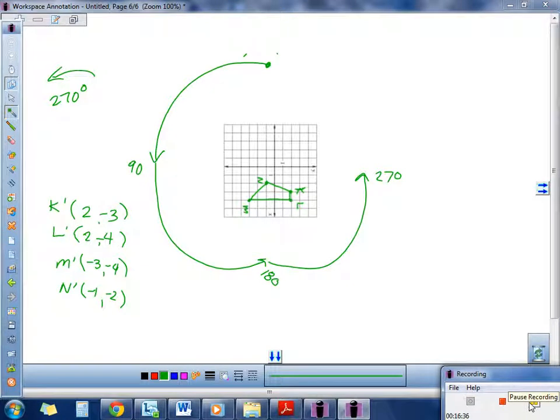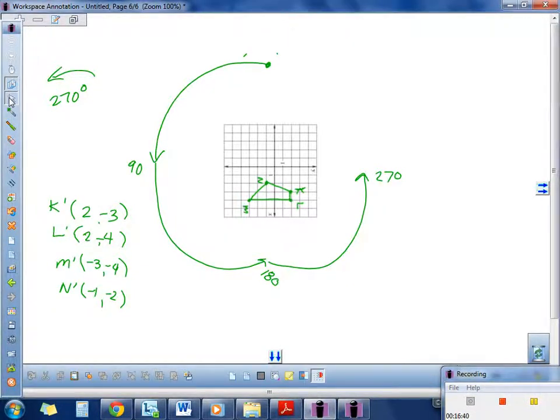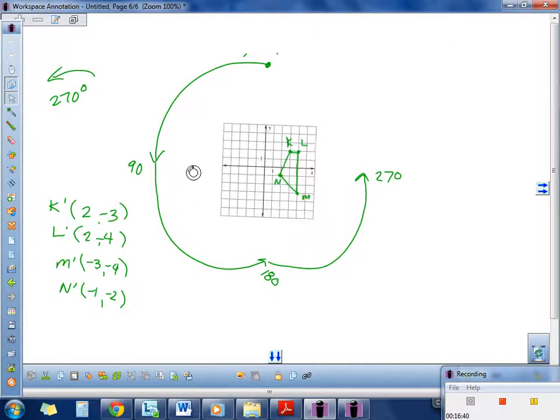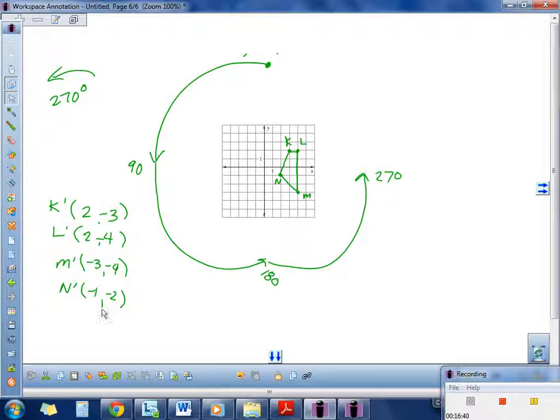All I need to do now is rotate my paper back to its original position. So that's one more little rotation back to get my letters in the right orientation. And now I'm going to graph these points back on my graph. So that's really easy. I'll do it in another color. My K prime is (2, -3). So over 2, down 3. There's my K prime.